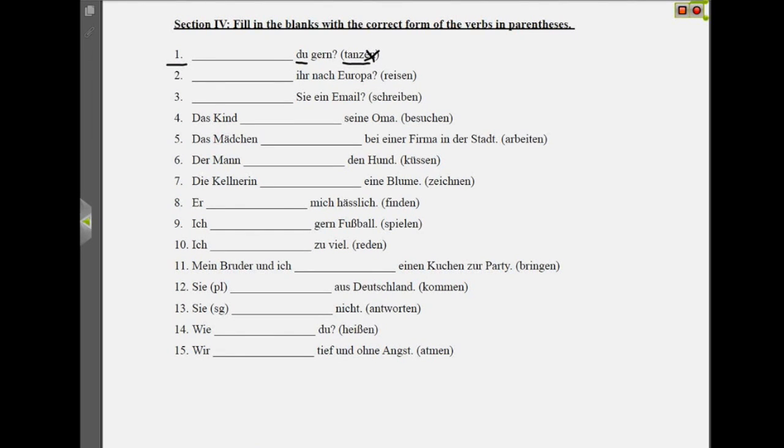Tanz is our base form, so we put that here first, tanz. Because it ends in a Z, which acts as an S, we have to just add a T. Du tanzt. This sentence says, tanzt du gern? Do you like to dance?